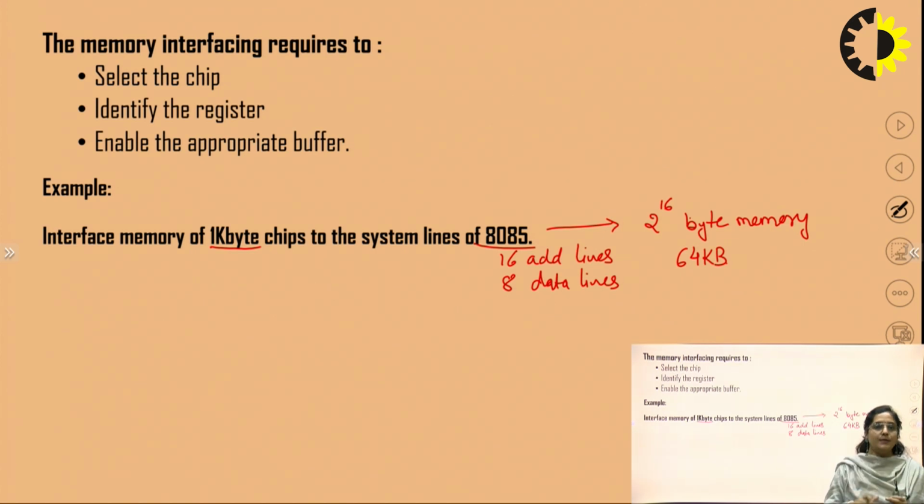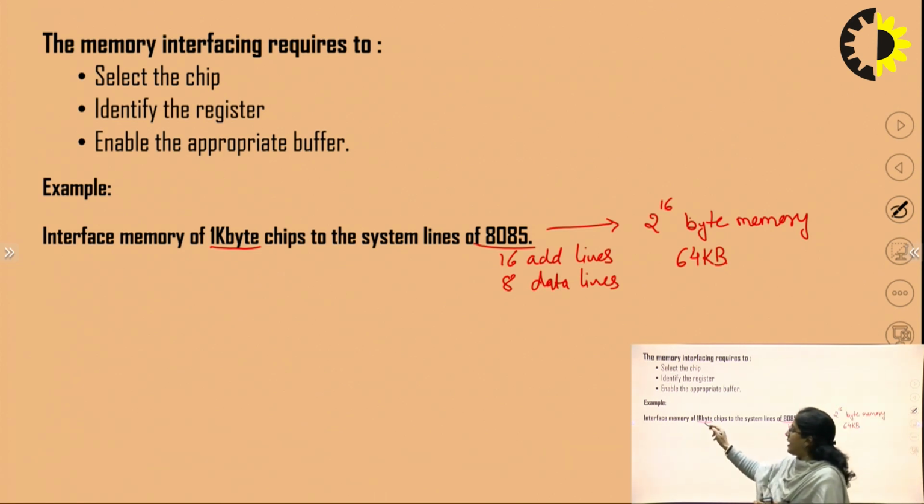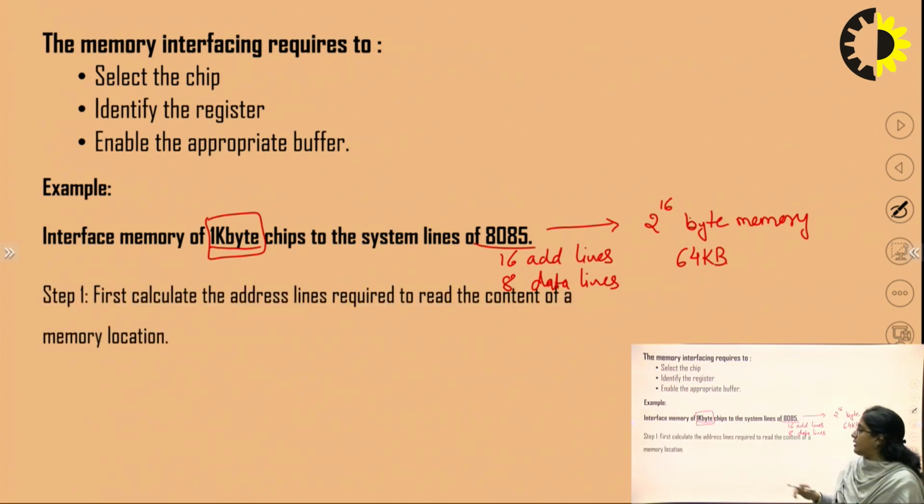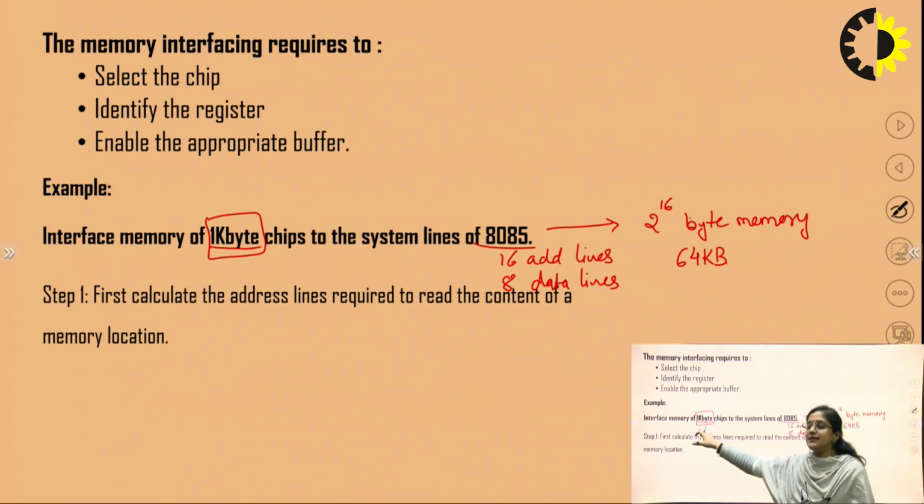So this is the maximum capacity of 8085. We can't exceed this limit as we have only 16 address lines and 8 data lines. So at a time we can read or write 8 bits of data. In this example we have to interface only 1 kilobyte of memory. So first step, we have to calculate the address lines required to address this memory location. Out of the total 16 address lines, how many address lines do we require to select the data from this memory?